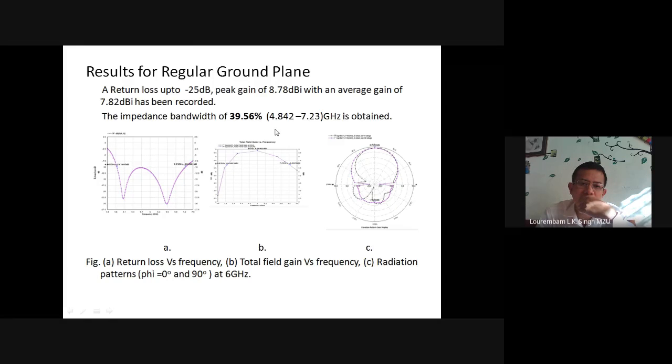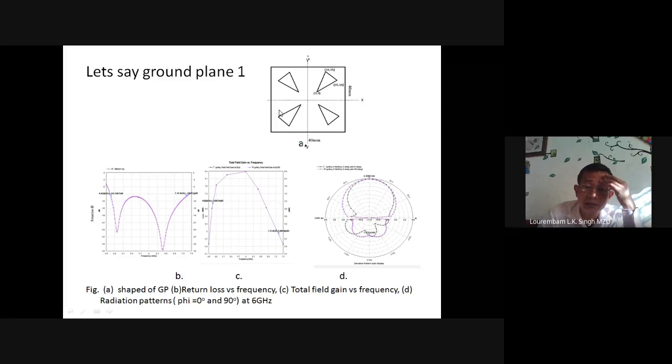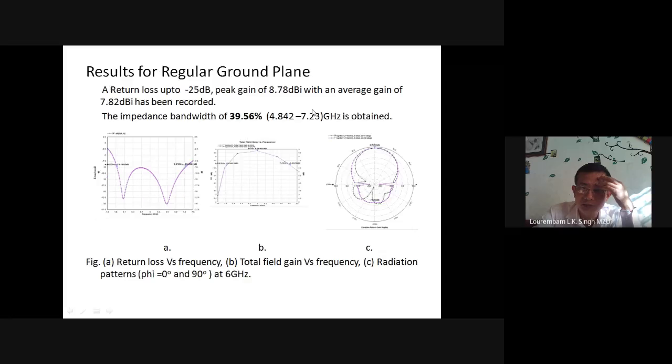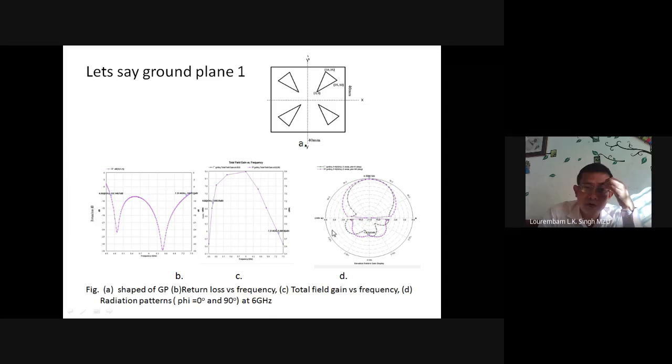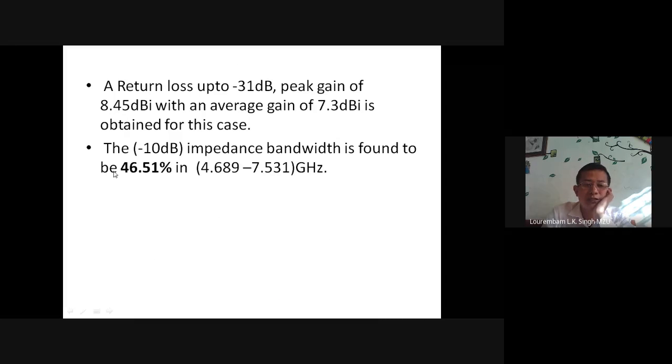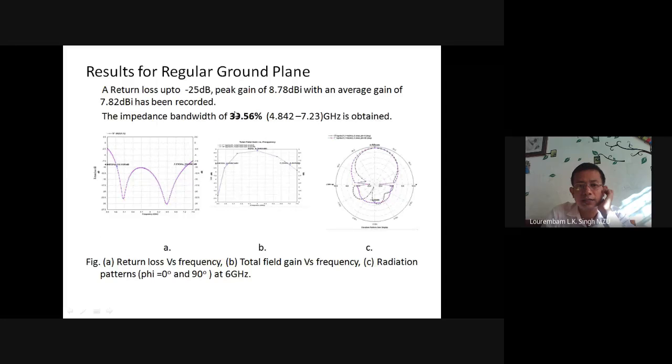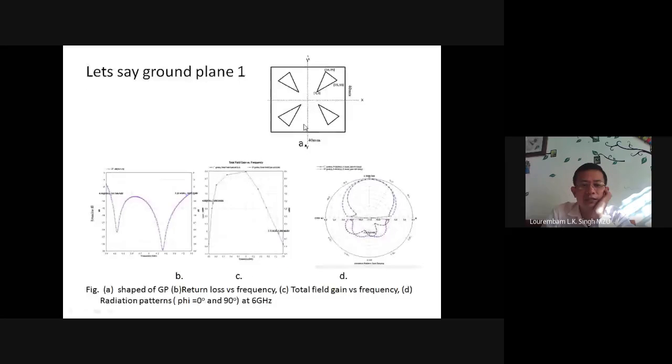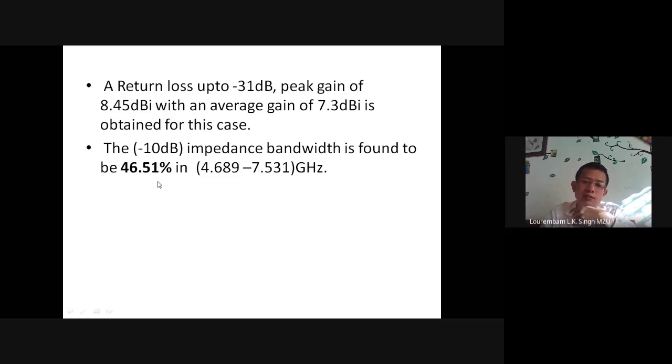has a 39.56% bandwidth, with the frequency ranging from 4.842 gigahertz to 7.23 gigahertz. The radiation pattern around the center frequency, at 6 gigahertz, has been given here. When the ground planes have been replaced by this kind of structure, we found an increase in the bandwidth, and the radiation pattern and gains are observed. Earlier it was 39.56%, and with this kind of structure we have obtained a 46.5% bandwidth.